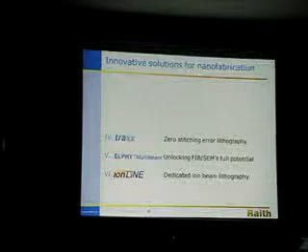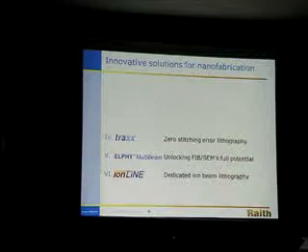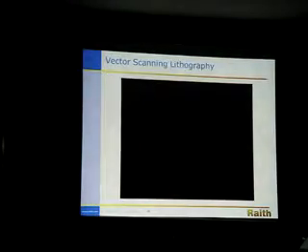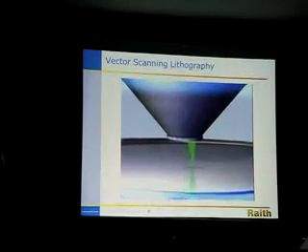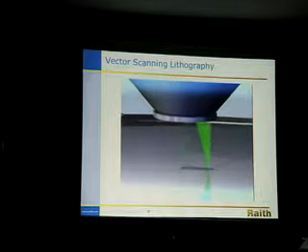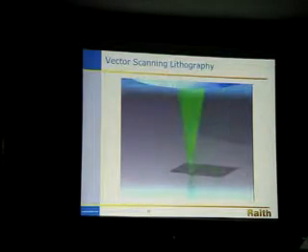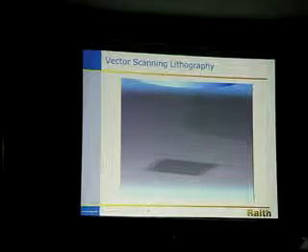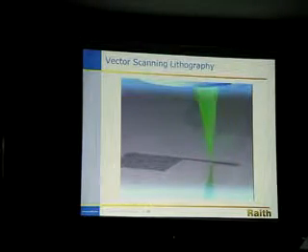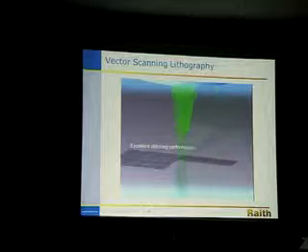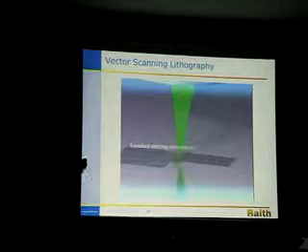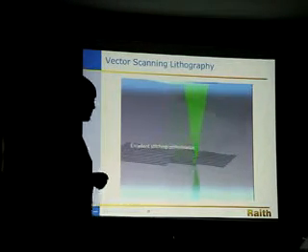So now I'm going to get into a special writing strategy. It's called zero stitching error lithography. Let's take a step back to vector scanning lithography, where we're stitching together patterns over large areas. But at this boundary right here, there are going to be stitching errors. 3 sigma of about 40 nanometers is the specification for our tools.